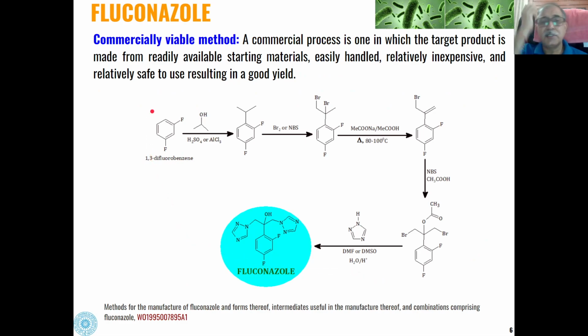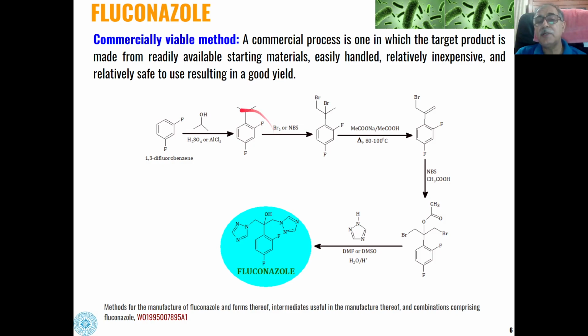Then third is the commercially viable method. Here the fluconazole is formed in higher yields in comparison to other methods. Again, this starts with the same 1,3-difluorobenzene. This will undergo Friedel-Crafts reaction in presence of isopropyl alcohol in sulfuric acid or AlCl3. We know in sulfuric acid this will be converted into a carbocation, and that carbocation will undergo electrophilic aromatic substitution reaction to give us 2,4-difluoroisopropylbenzene as the product.